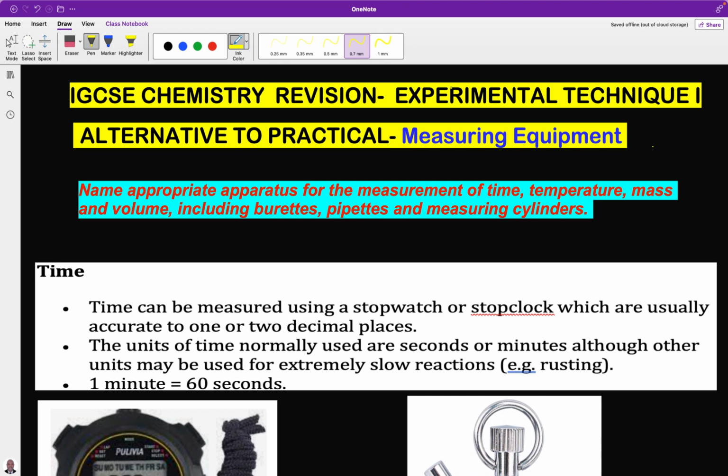In this video, we will be treating experimental techniques 1, the basics of experimental techniques in IGCSE, measuring equipment.